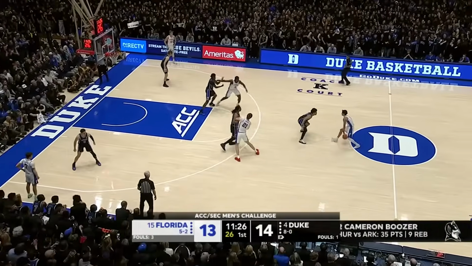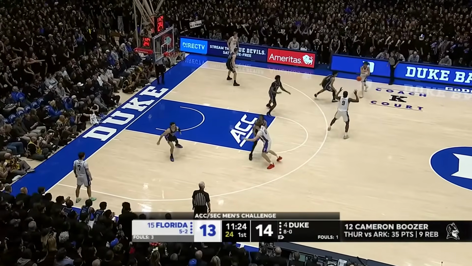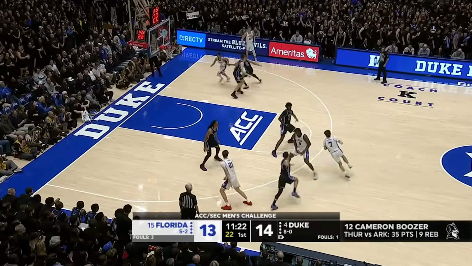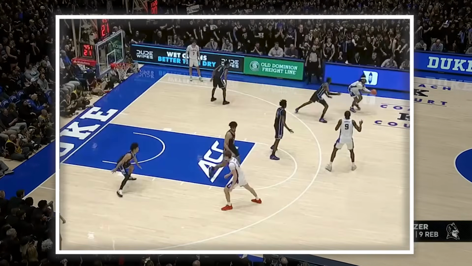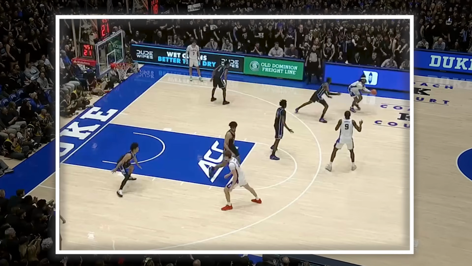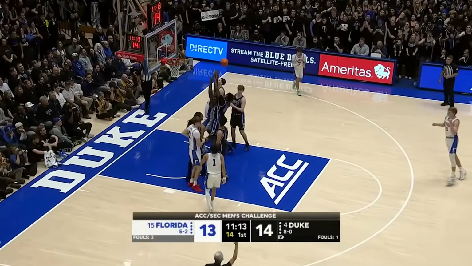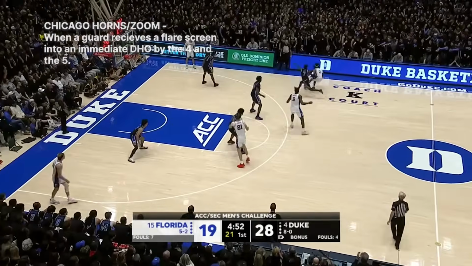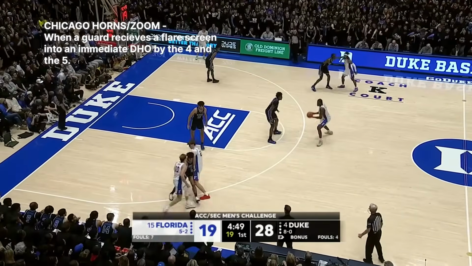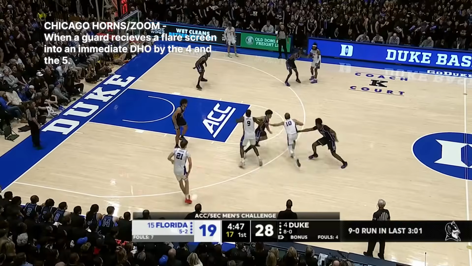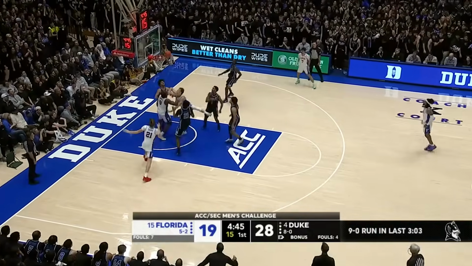Okay, using these two actions, we can define another action commonly used by Florida. It starts off with what's called a horn set, which is whenever the 4 and the 5, which is the power forward and the center, play on the two elbows of the free throw line. This horn set is called Chicago or Zoom. One important distinction though is that it does not have to be played in the horns formation despite its name. I'll talk about that later.